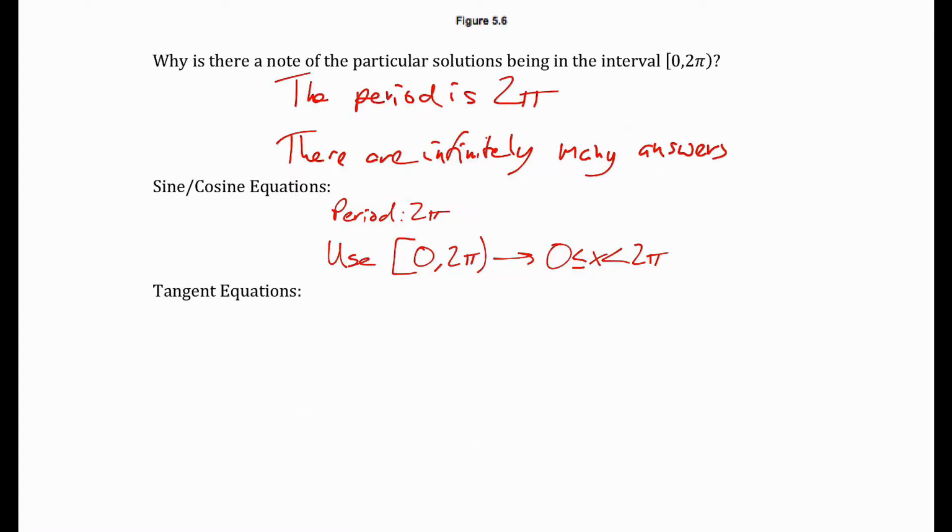For tangent, the period is much shorter. In fact, it's half as large. So the period is just pi. So that means for our domain, we're going to use 0, pi. And so we're only going to go from 0 to pi.